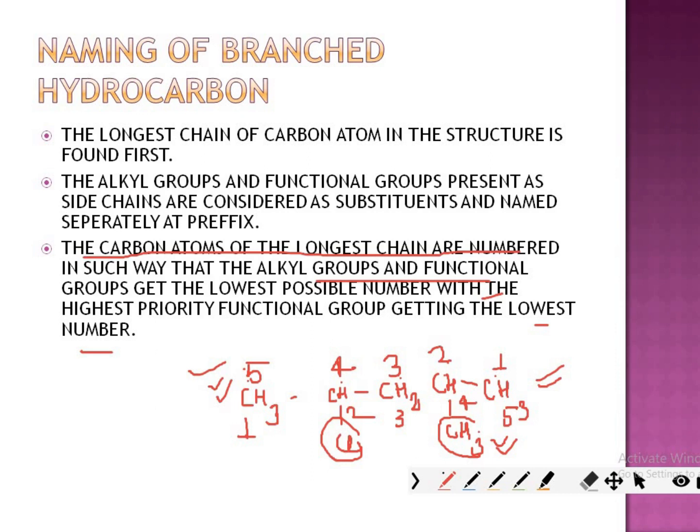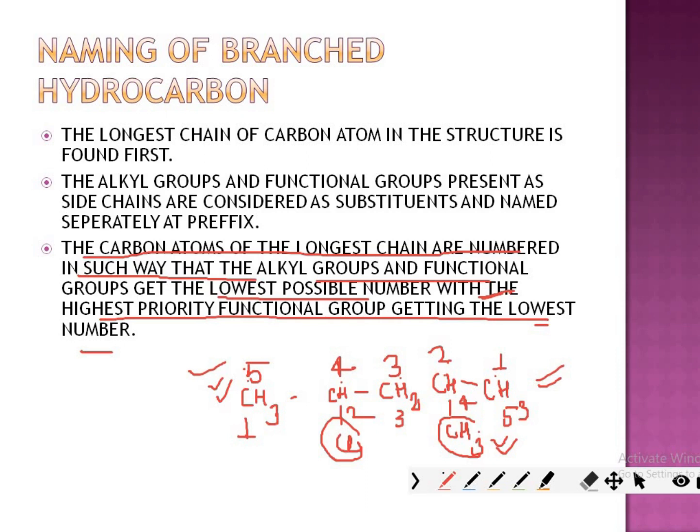Because if I choose the upper numbering, then the name will be different than with the lower numbering. So which one should I choose? This is the rule that we'll be using. It is written: chains are numbered in such a way that the alkyl group and functional group get the lowest possible number, with the highest priority functional group getting the lowest number.